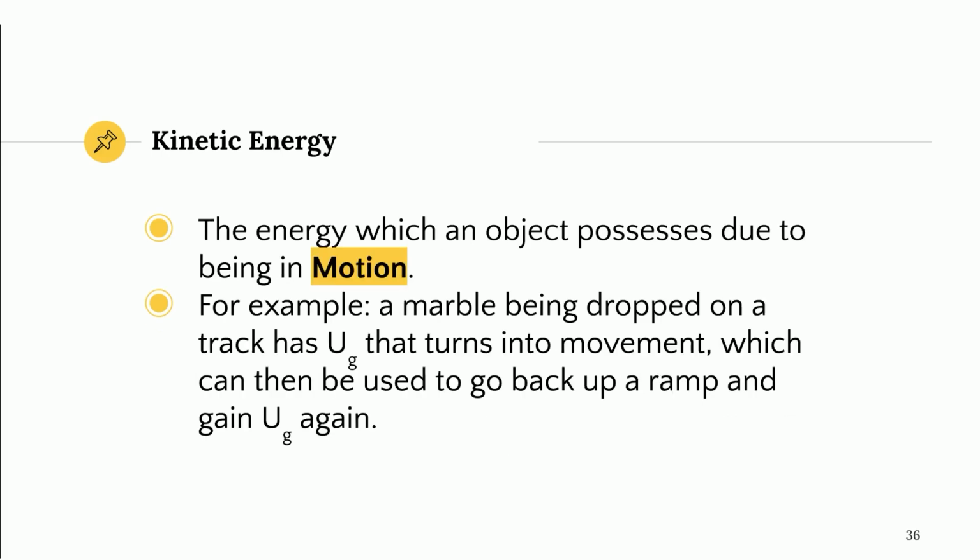So, kinetic energy. The energy which an object possesses due to being in motion. For example, a marble being dropped on a track has U_g that turns into movement. It has a certain amount of gravitational potential energy. Gravity does work on that marble, and it has a certain amount of velocity due to that work. That velocity can then be transferred back into gravitational potential energy because it goes up a ramp, goes into the air, and eventually it stops midair before it falls down again. So all of that kinetic energy, that energy from it being in motion, turns back into potential energy.